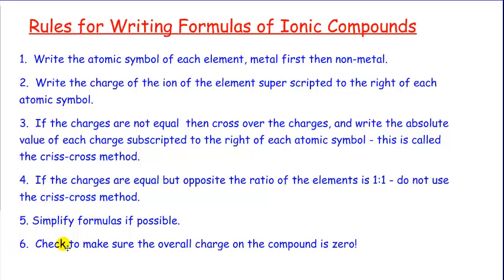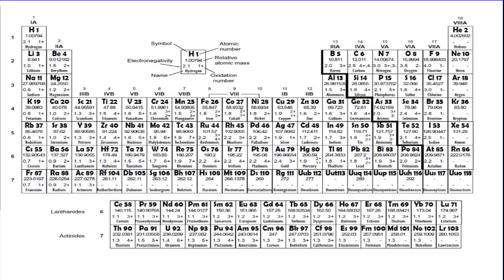And the last thing here, check to make sure the overall charge on the compound is 0. In regular ionic compounds, the compounds that we're going to be dealing with right now, the overall charge on the compound is always going to be 0. So that means that the negative charge is always going to be balanced out by a positive charge.